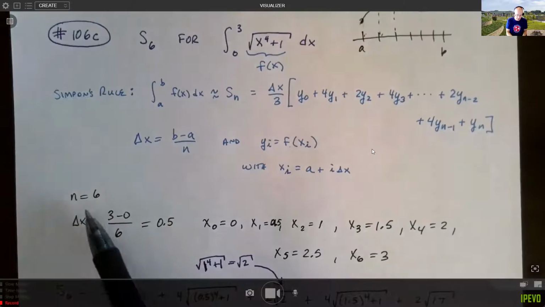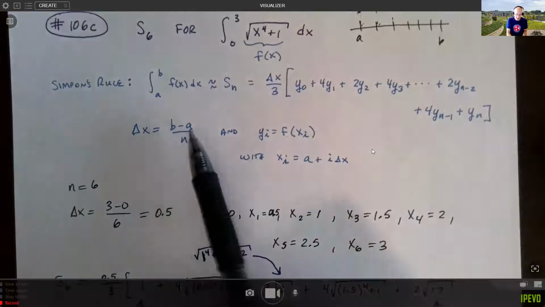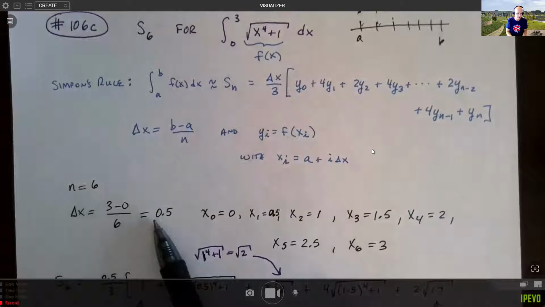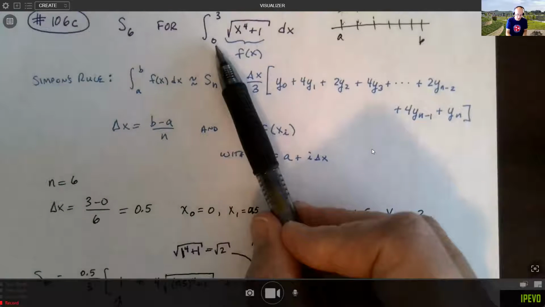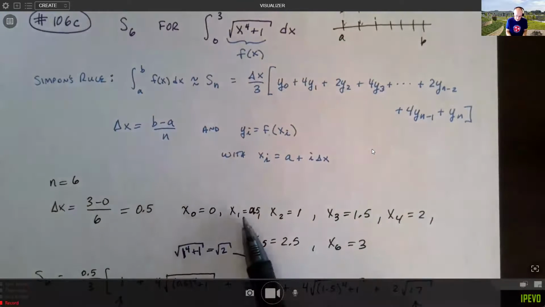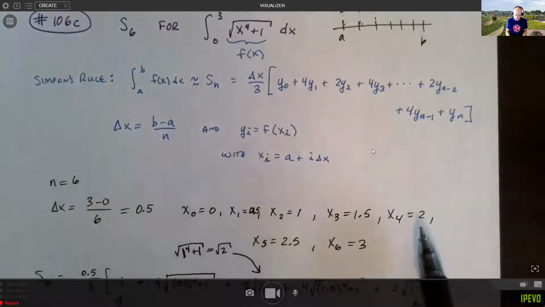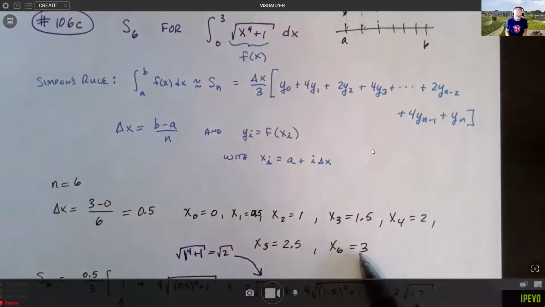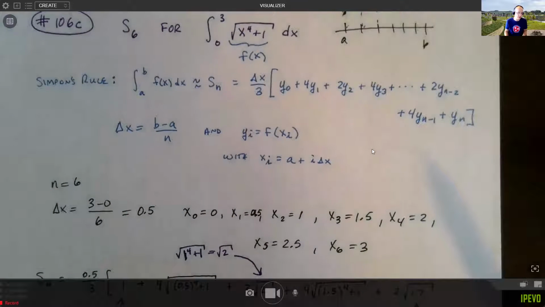So let's do it with n equals 6, right? And that comes from the subscript here. Delta x is b minus a, 3 minus 0, divided by n, so 3/6 or 1/2, and I'll just write that as a decimal. So our x sub 0 is 0, right? We start with that lower limit, and then add 0.5, that's 0.5. And then 0.5 more is 1, and then 1.5 for x sub 3, 2 for x sub 4, 2.5, and 3. And you should stop right there at x sub 6. You should be ending up at that upper limit. If your x sub 6 is not 3, something's wrong, right? That's a little check for you.